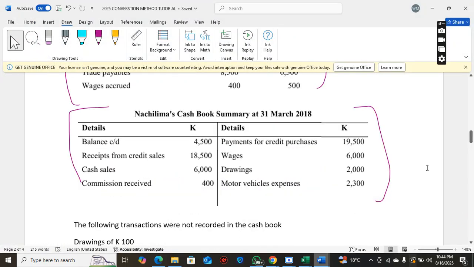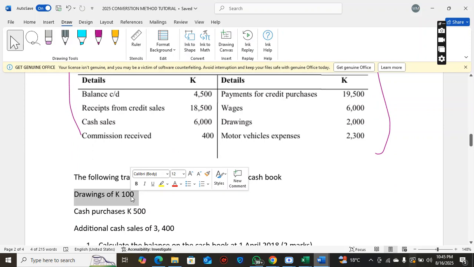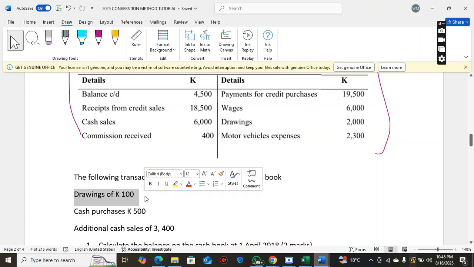So we have drawings of 100 kwacha. We've withdrawn money from the cash book. Colleagues, what is the journal entry for this? You won't be asked to put the journal entry, you are just supposed to put this transaction in the cash book. But we're going to do some journal entries so that we see what's happening here. So, what would be the journal entry for these drawings of 100 kwacha?